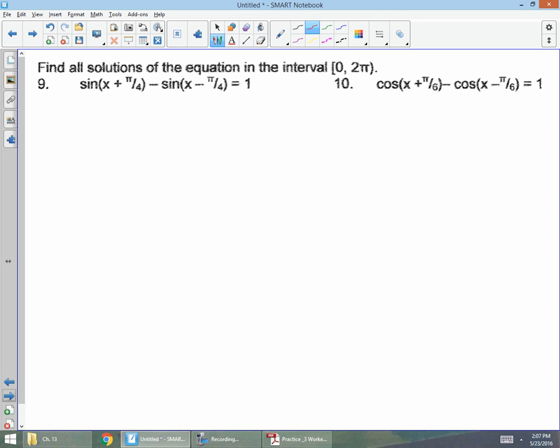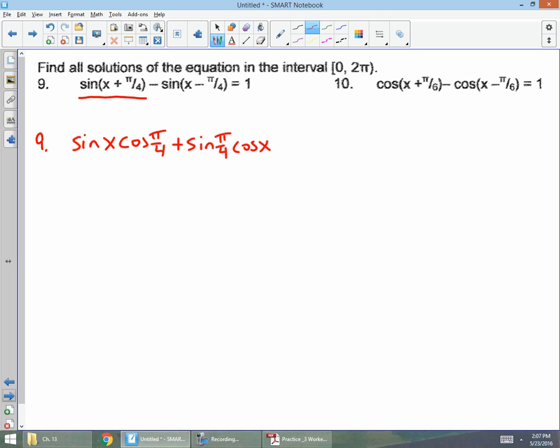So is this a sine question or a cosine question? Well, this part right here is clearly a sine. Is it a sum or a difference? Well, that's a sum, so it would be the sine of x cosine of pi over 4 plus the sine of pi over 4 cosine of x, because x is u and pi over 4 is v.